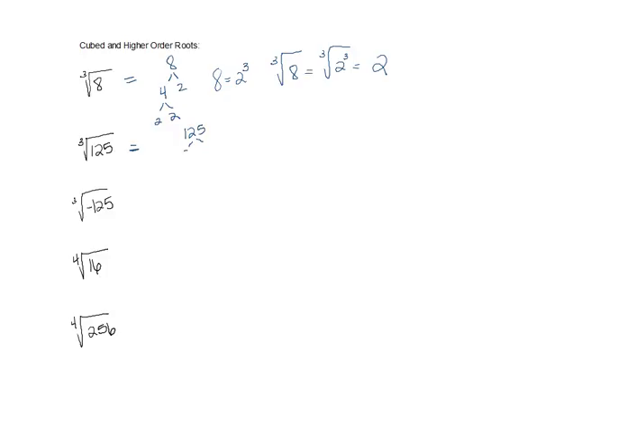Here's one a little different. It's the cube root of negative 125. As we recall earlier, we said we cannot have a negative under an even root. The cube root, though, is an odd root, so we can do that. So one way to look at that is to make a factor tree with negative 125.